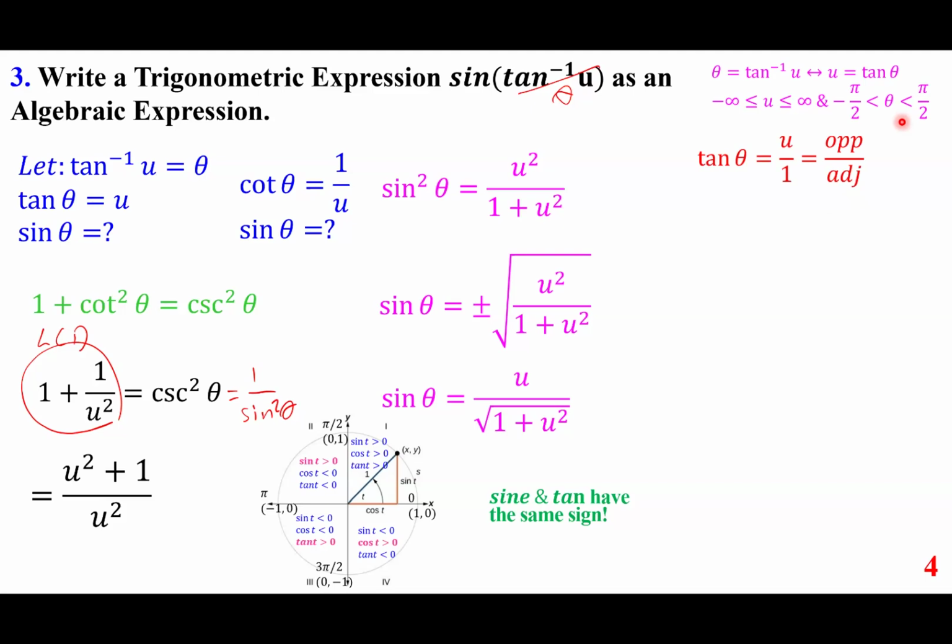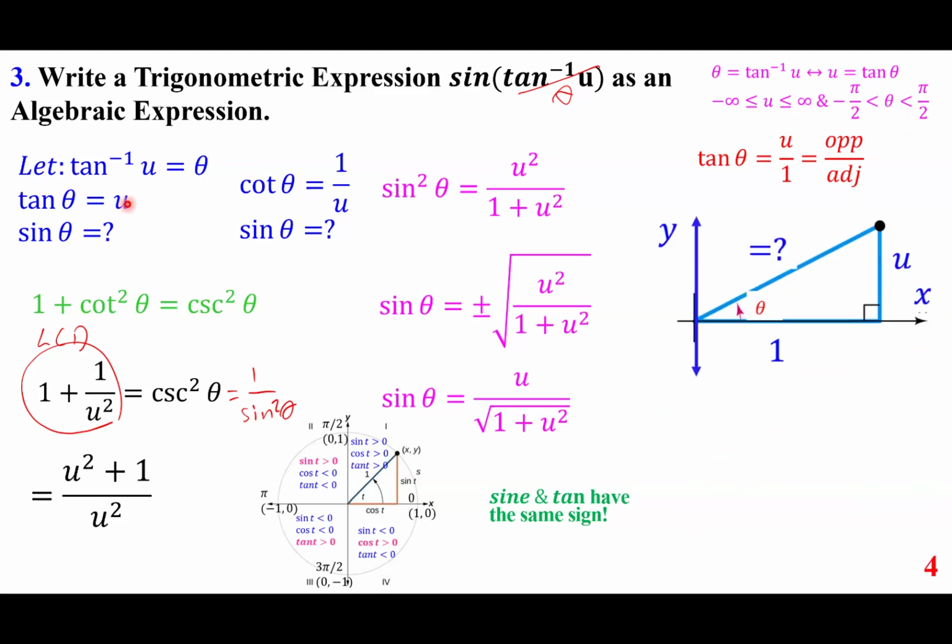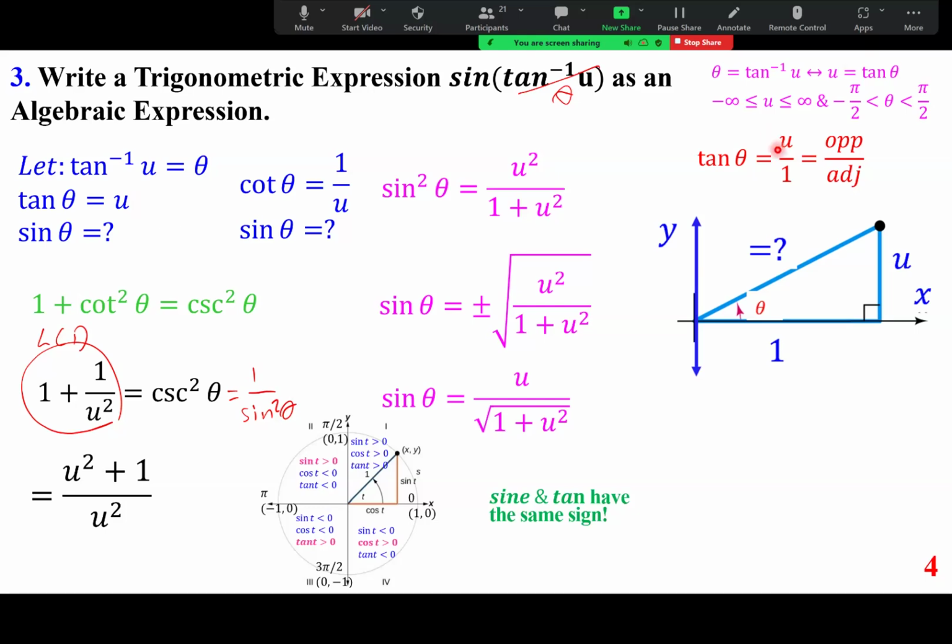Let's look at this methodology, just in case. Tangent is opposite over the adjacent. So if you draw a right triangle and tangent is u, meaning u over 1, and this is theta, the opposite is u, the adjacent is 1. What is the hypotenuse? The square root of u squared plus 1 squared, which is 1 under the radical. This is Pythagorean theorem. I hope everybody is comfortable with that.